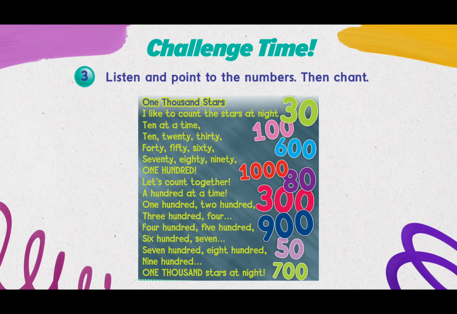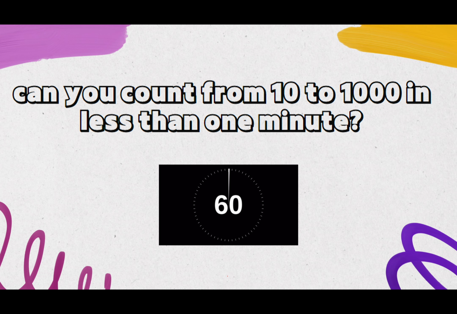I like to count the stars at night. 10 at a time. 10, 20, 30, 40, 50, 60, 70, 80, 90, 100. Let's count together. 100 at a time. 100, 200, 300, 400, 500, 600, 700, 800, 900, 1,000 stars at night.